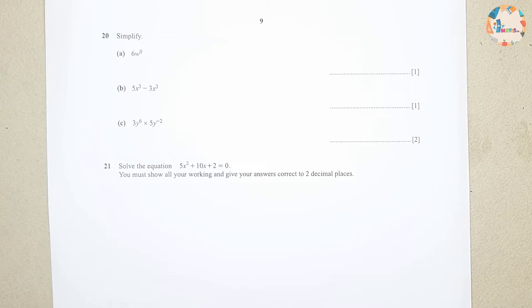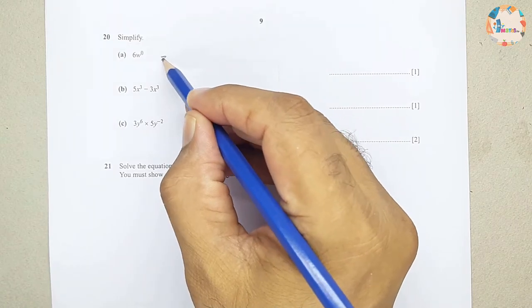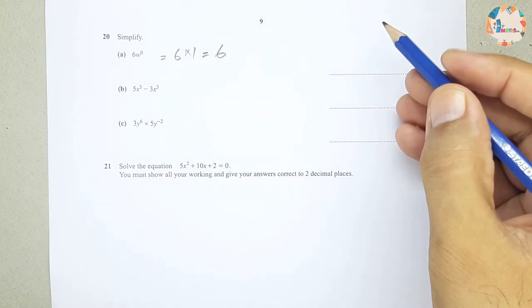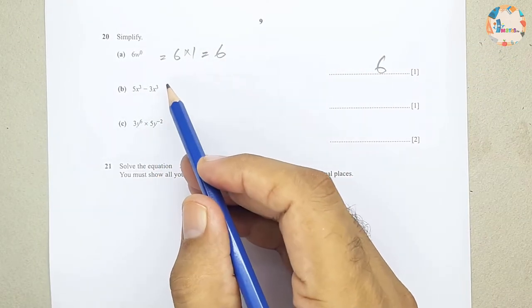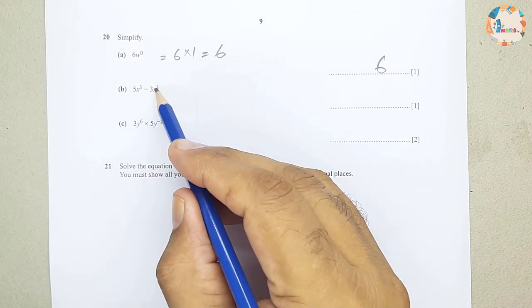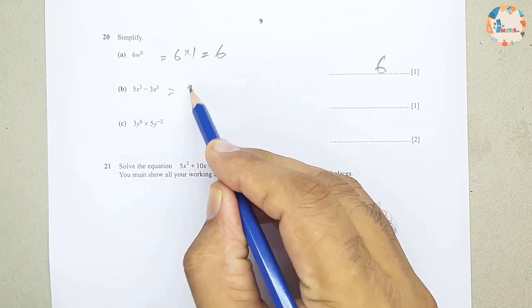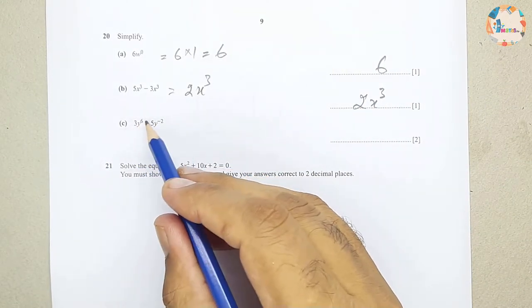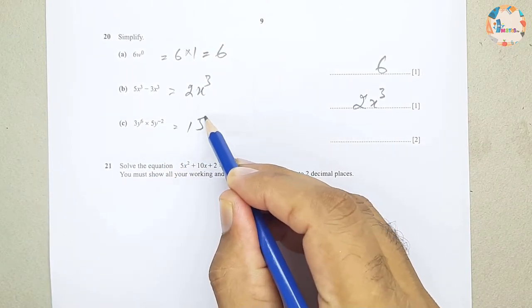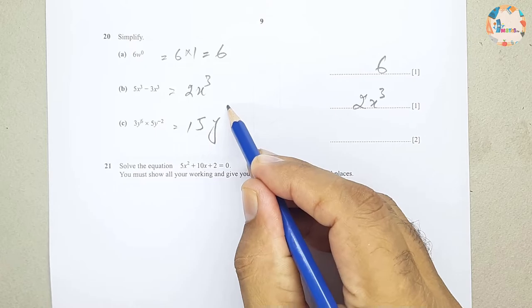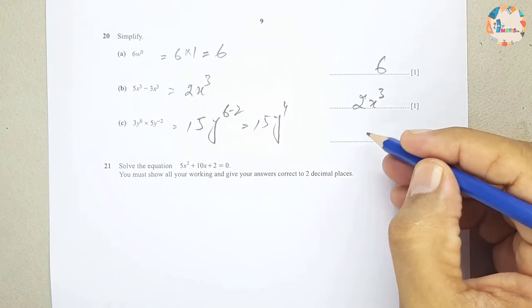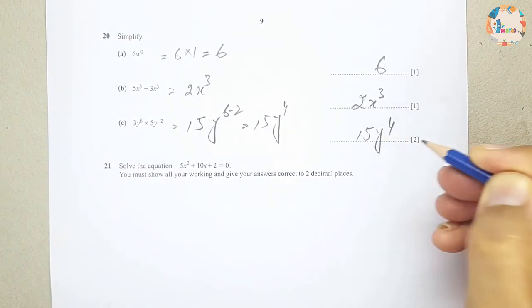Then question number 20, simplify 6W raised to the power 0. So 6W raised to the power 0 means 1, and this will be 6. The answer will be 6 for this one. Then we have to simplify this as well. So x cube, 5 minus 3 will be 2, so 2x cube will be the answer. So we can write 2x cube, and then this one we'll have to multiply. 3 into 5 will be 15, and y raised to the power 6 minus 2, so this will be 15y raised to the power 4. So we can write here the answer 15y raised to the power 4.